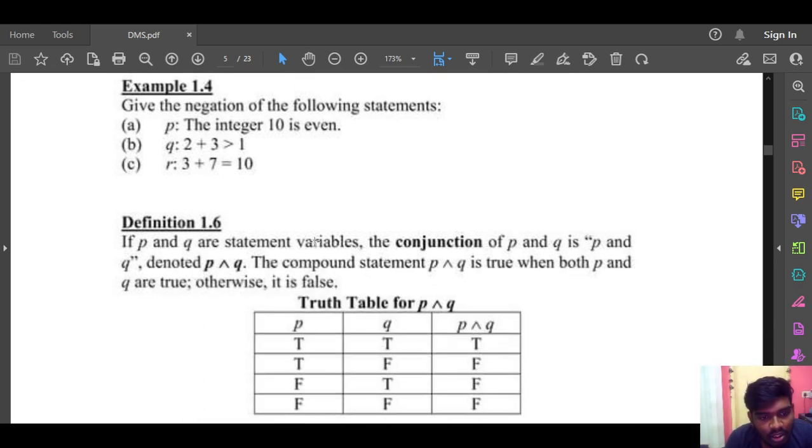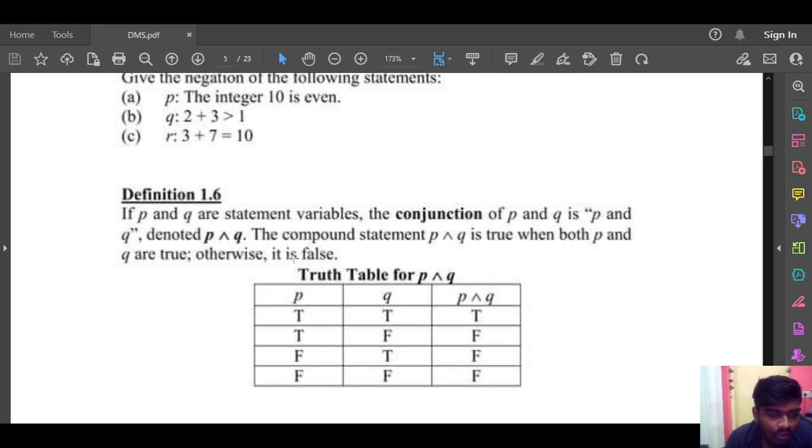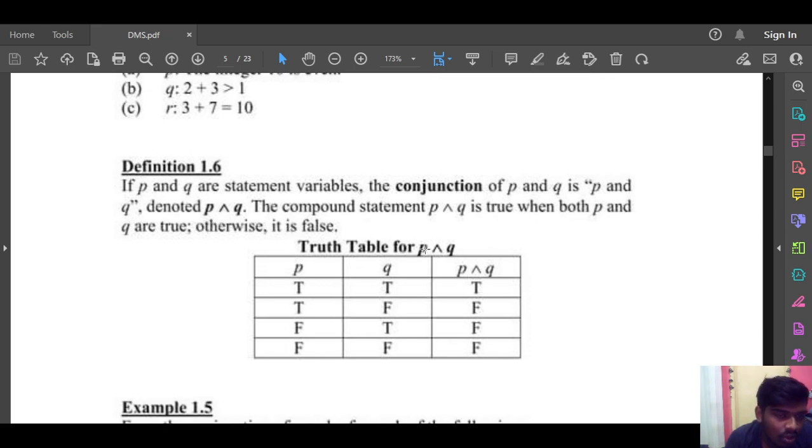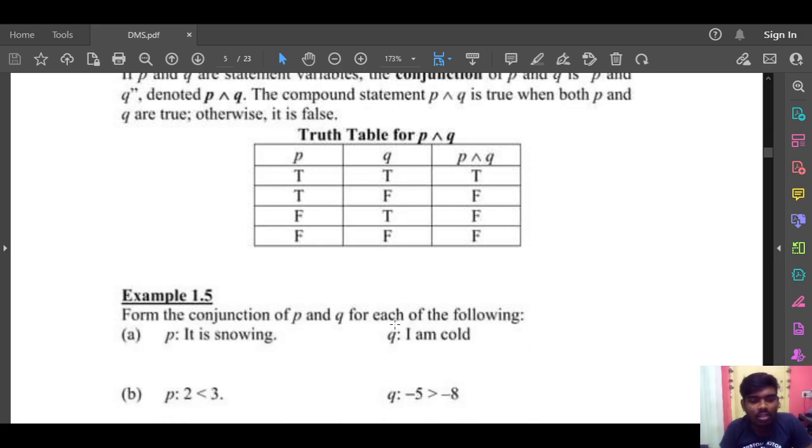Definition: if P and Q are statement variables, the conjunction of P and Q, denoted by this symbol, is the compound statement P and Q. It is true when both P and Q are true, otherwise it will be false. And here is the truth table of and, where if one of the inputs is false, then the outcome will be false. True and true will be true, and the other three cases will be false: true and false, false and true, and false and false.